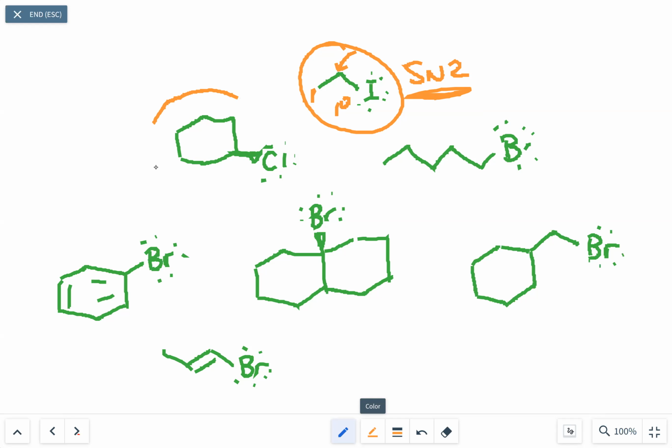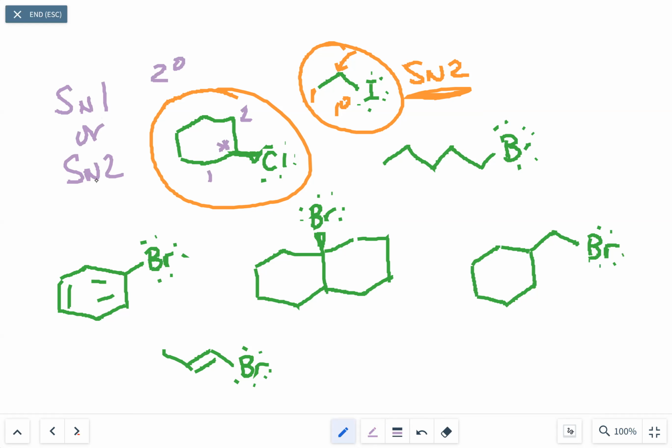What about this one here? What type of substitution reaction could it go through? Both, right. So here we've got, let me use a different color, this is our electrophilic carbon right here. It's bonded to one, two other carbons, so it's a secondary. So secondary could be SN1 or SN2. So it could be both.